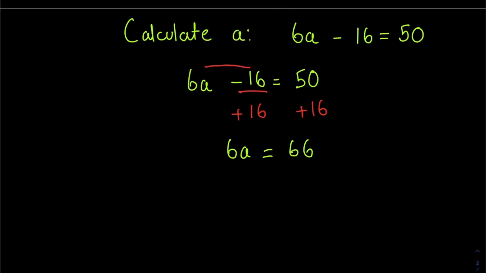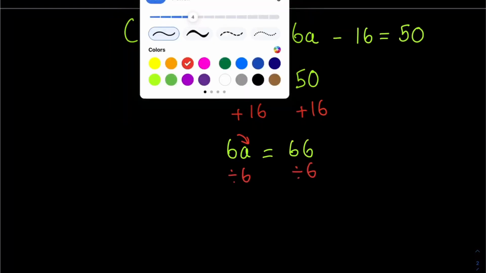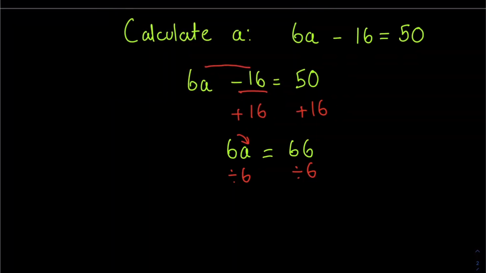Finally, I need to know that 6 times a is 6a, so the opposite of multiplying is divide. So I need to divide both sides by 6 here. If I divide both sides by 6, 6a divided by 6 is a, and 66 divided by 6 is simply 11.